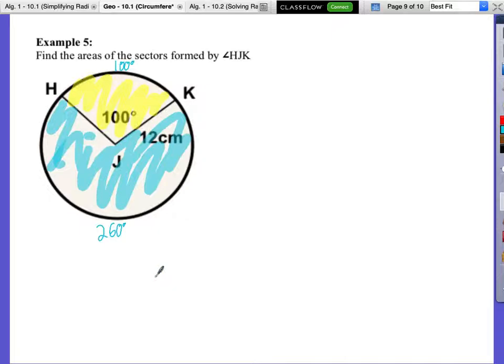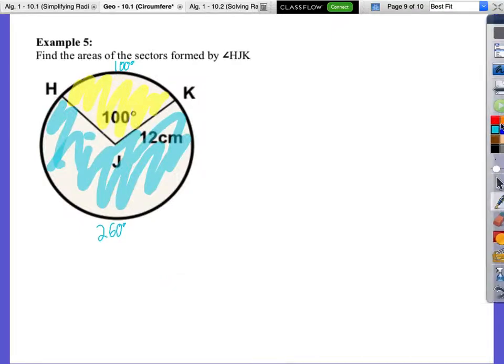Okay, so if we were just finding the yellow sector first, is that the bigger or smaller sector? Smaller, okay? Remember when we had big arcs and little arcs, we called them minor and major arcs? Okay, this will be a minor sector. Okay, the blue one would be what kind of sector then? A major sector. Okay.